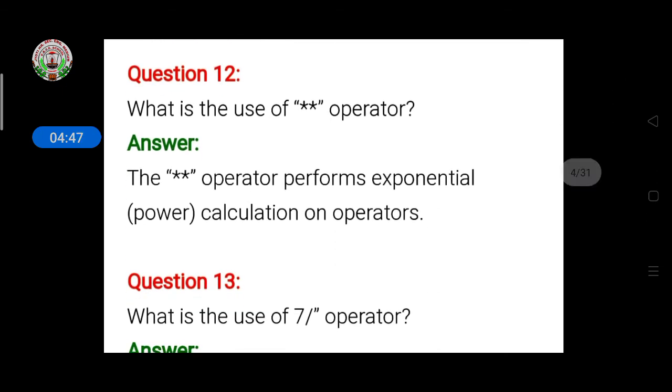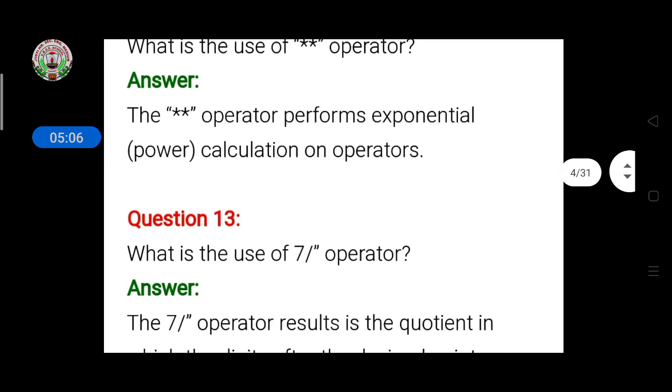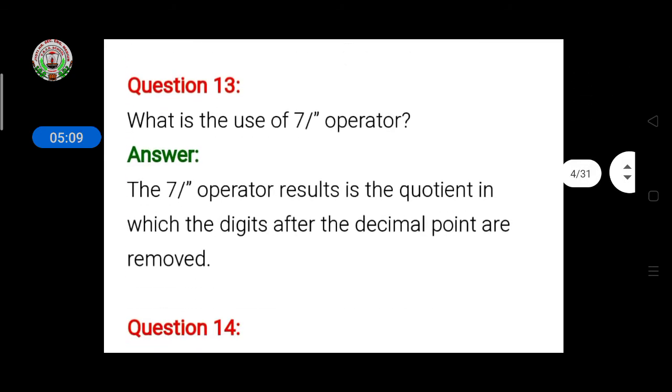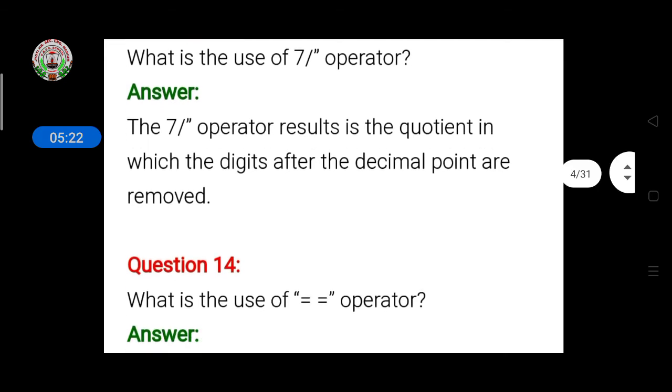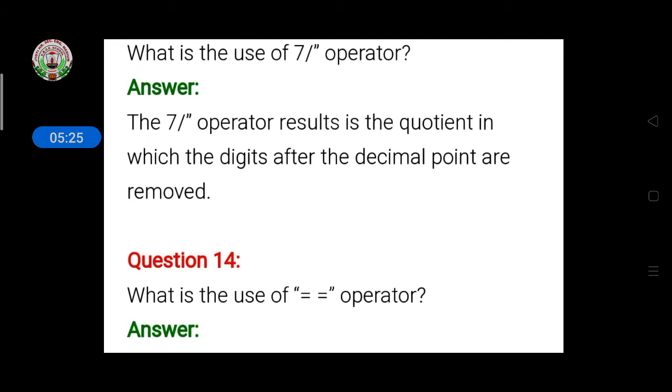Question number 12. What is the use of double asterisk operator? The double asterisk operator is the exponential calculation operator. Exponential means to the power, as you know. So here these two asterisk signs are the exponential, meaning power calculation operator. Then question number 13, what is the use of the double slash operator? The double slash operator results in the quotient in which the digits after the decimal point are removed. So here it shows the quotient of the value.